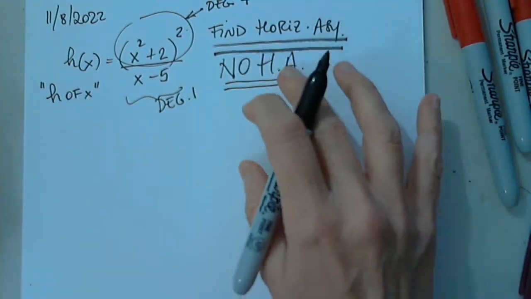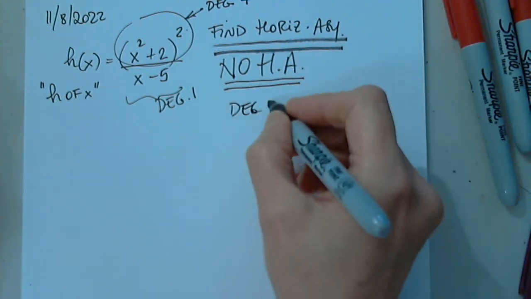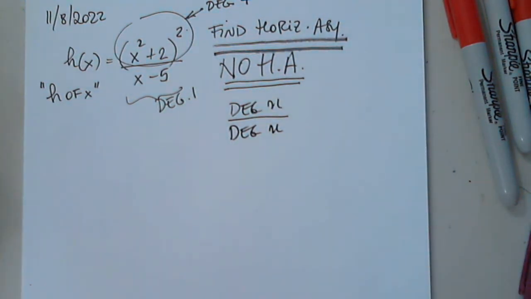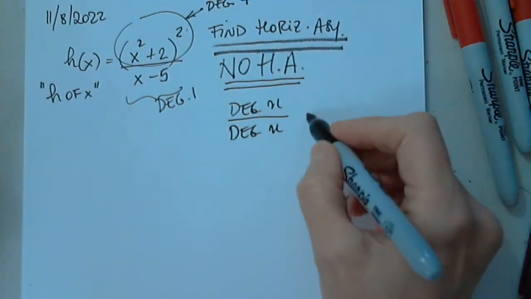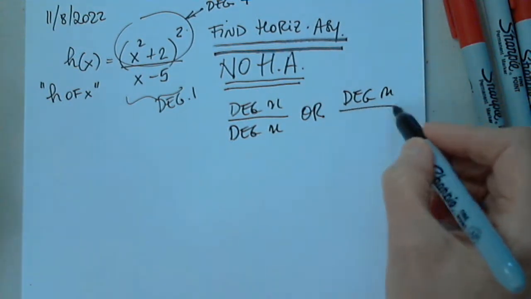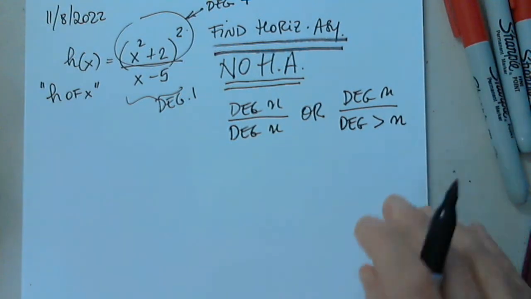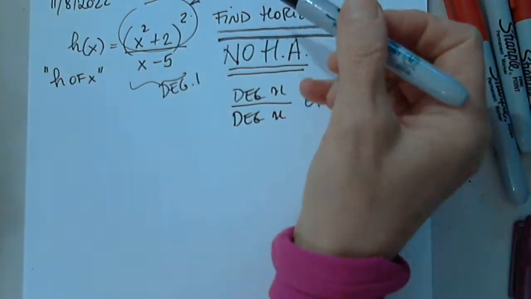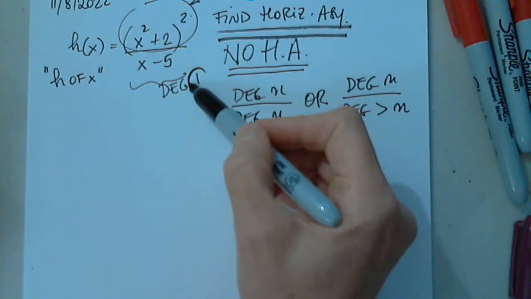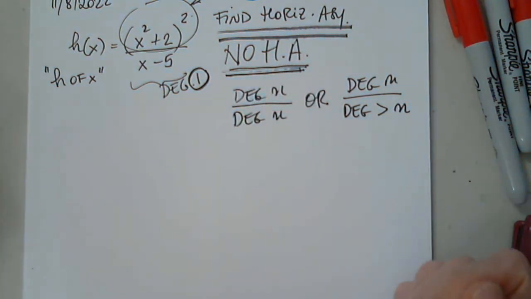So a horizontal asymptote is found when it is degree n over degree n, same degree over same degree, or degree n over a degree greater than n. If the numerator has degree 4 and the denominator has degree 1, there is no possibility for a horizontal asymptote.